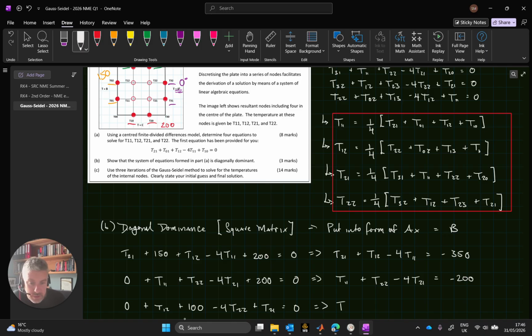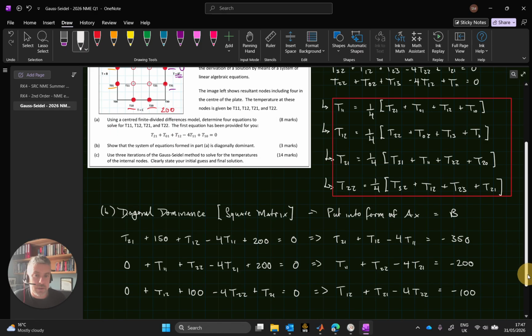So we have T12. See this T21, I'm just going to write that one first. T21 minus 4T22 is equal to minus 100.